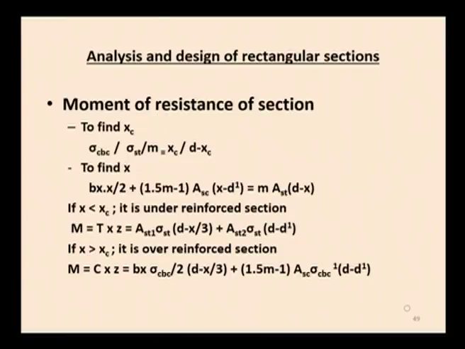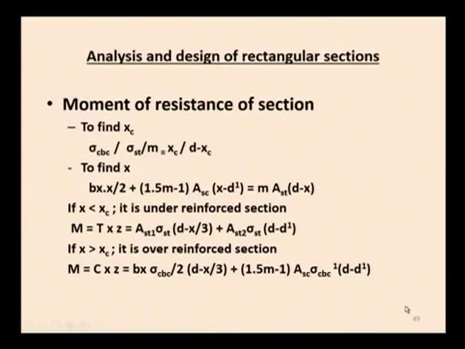Then again, using these two moment of resistance equations, we are going to design the section, that is, we are going to find out the size of the section, and the area of steel required for resisting those moments of resistance at the bottom as well as at the top, that is the total AST required for the beam as well as the total ASC, which is required to resist the compressive stress at the top. Now, how to find out the moment of resistance?